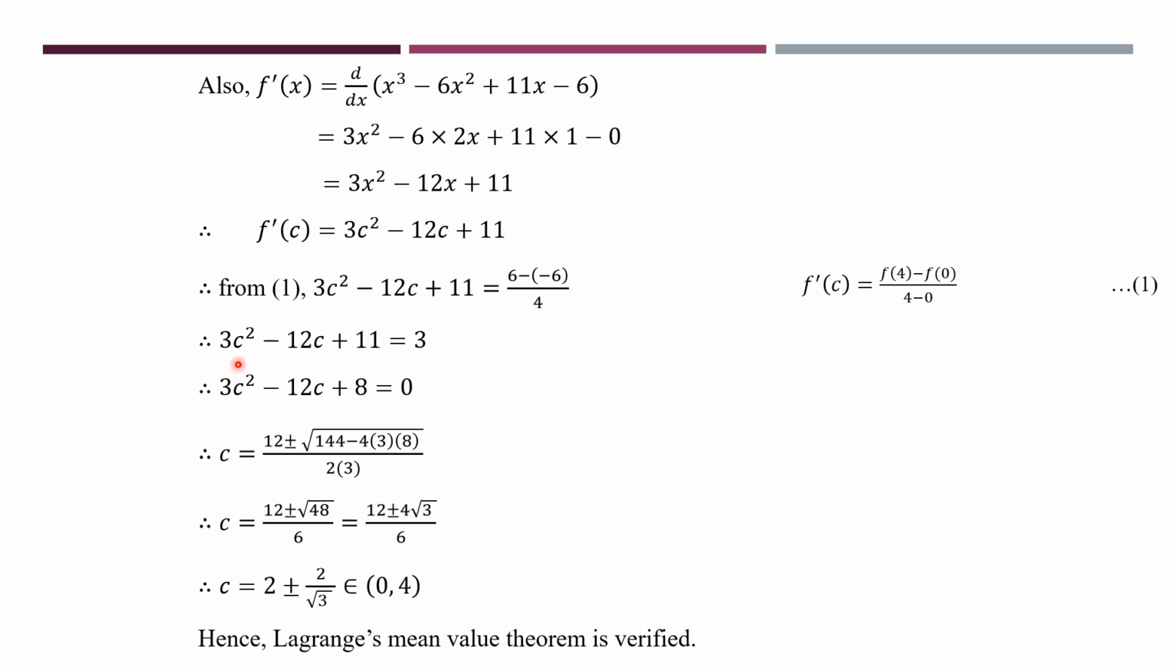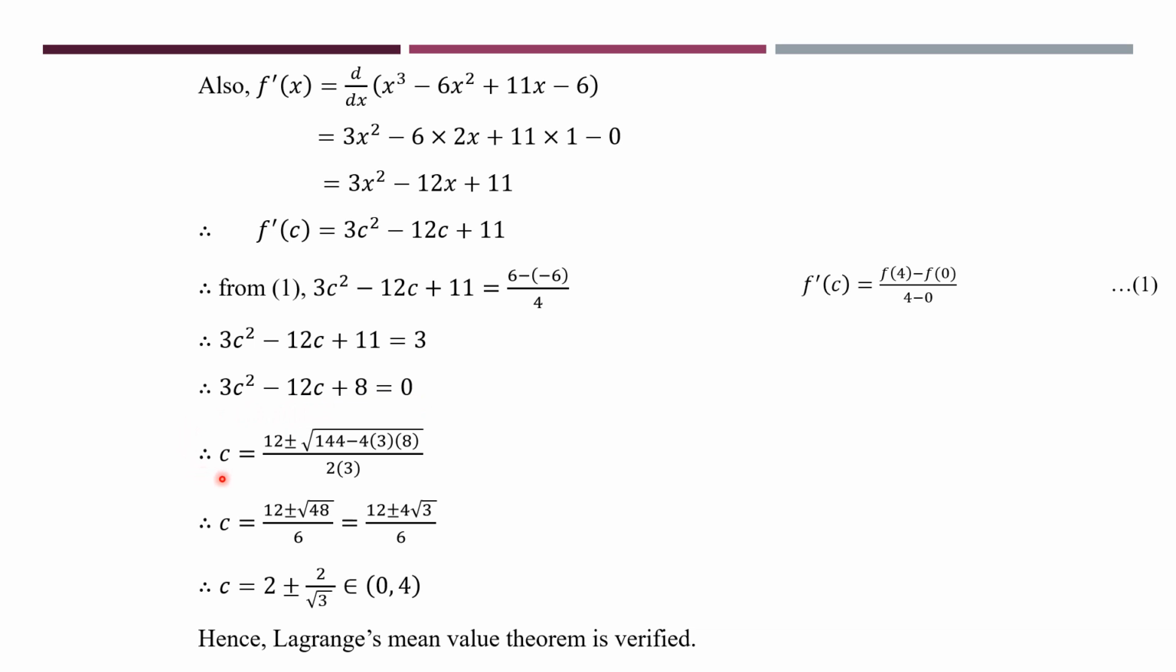Then we get 3c square minus 12c plus 11 equals, here minus minus plus 6 is 12, 12 divided by 4 is 3. Take 3 on the LHS, we get 3c square minus 12c plus 11 minus 3, which is 8, equal to 0.